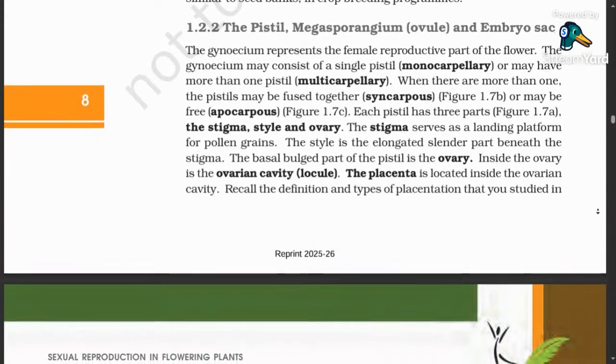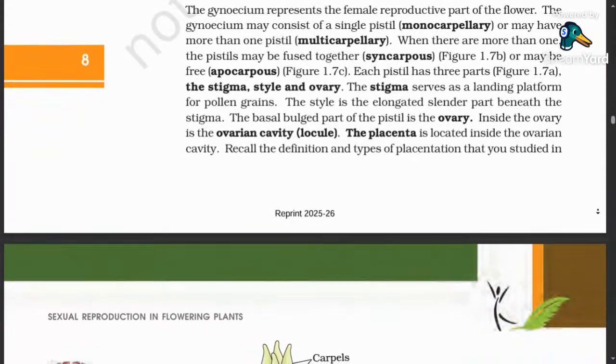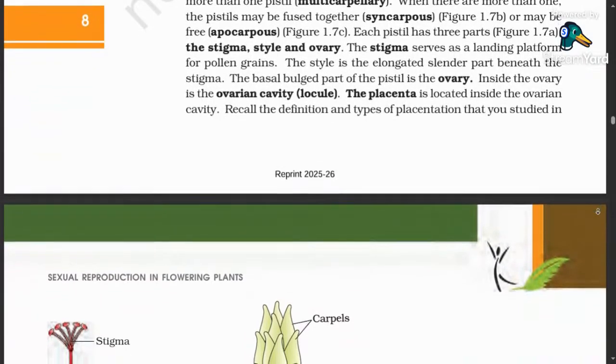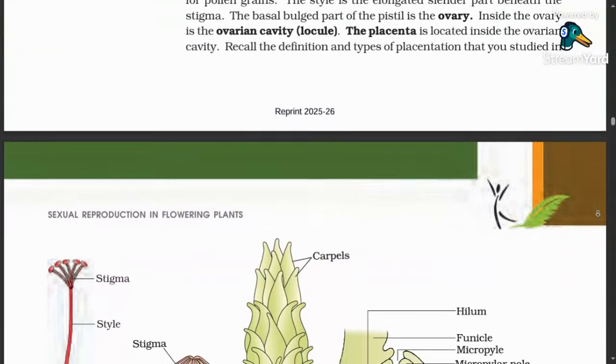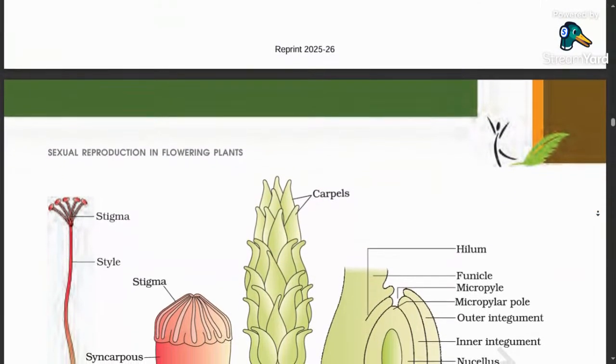Inside the ovary is the ovarian cavity, the locule. The placenta is located inside the ovarian cavity. Recall the definition and types of placentation that you have studied in class 11. Arising from the placenta are the megasporangia, commonly called ovules.